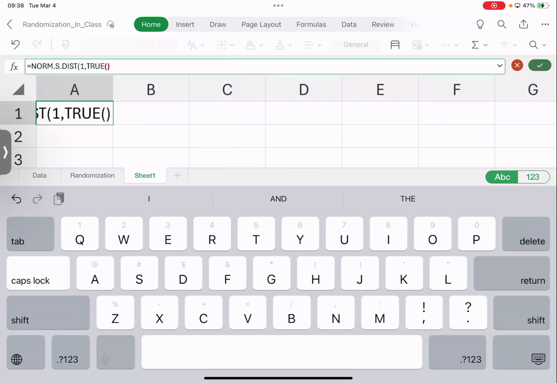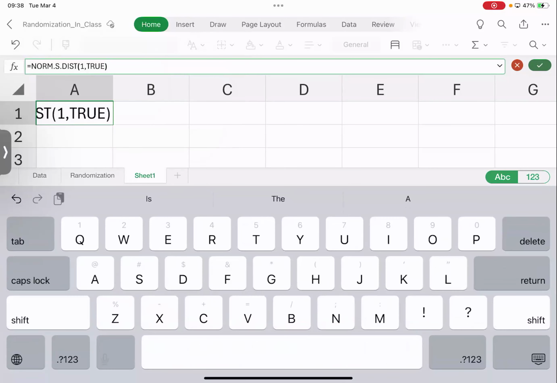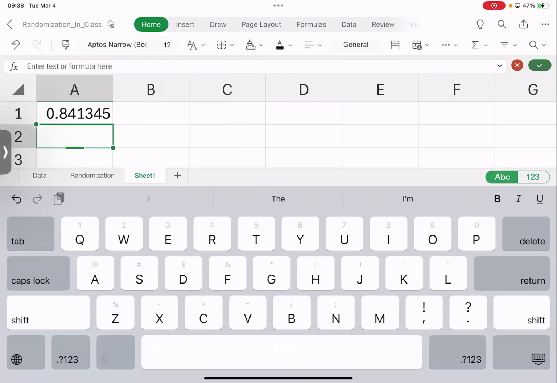Go. Do the thing. Shift. Return. There. 0.841345. What is that? That's going to be the area to the left, right? Just like we said, okay, a lot of software is going to give us the area to the left.